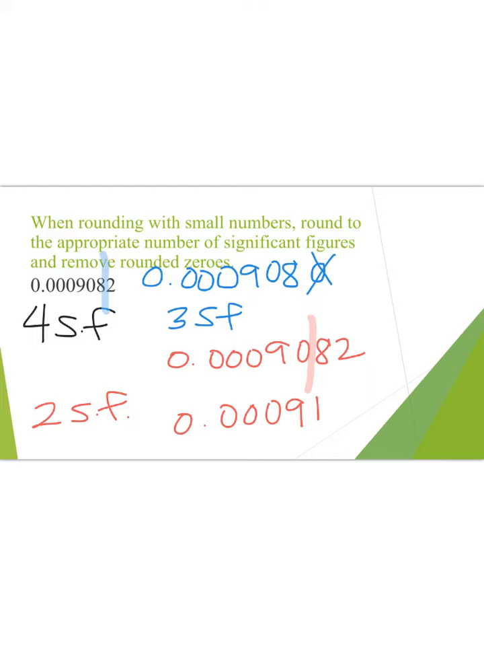Remember, when you're rounding, 5 and up rounds the number to the left up, and 4 and under, it stays the same. Now you can go into your practice and do some of the practice problems.